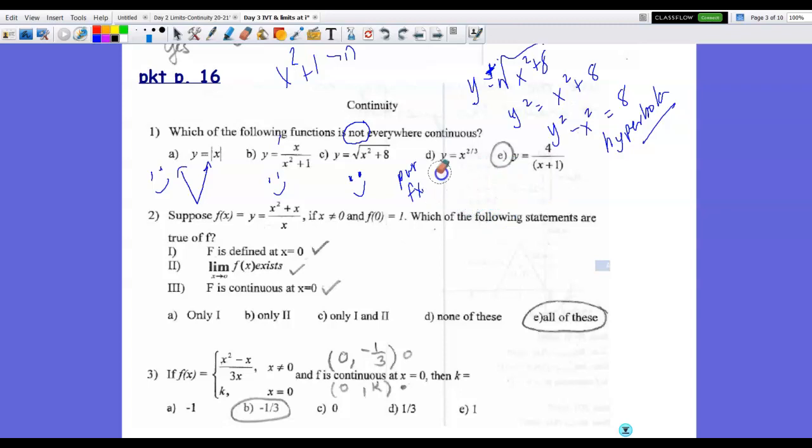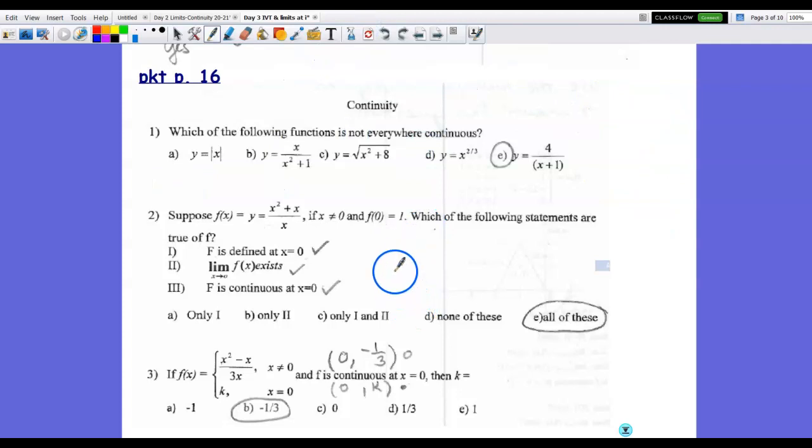So finally, we get to letter E, and in letter E, this is a rational function, and if we set the denominator equal to 0, we get x equal to -1, and we know the denominator can't equal 0, so there would be a vertical asymptote here. Therefore, this function is not continuous everywhere.